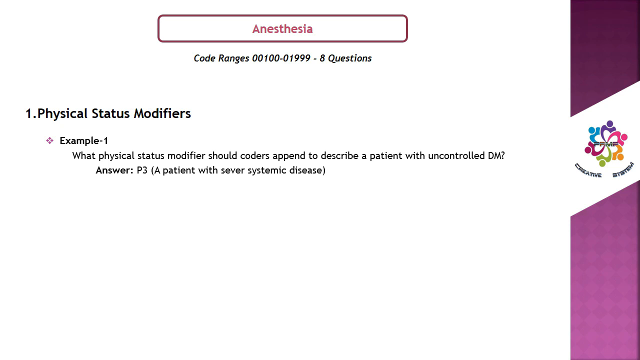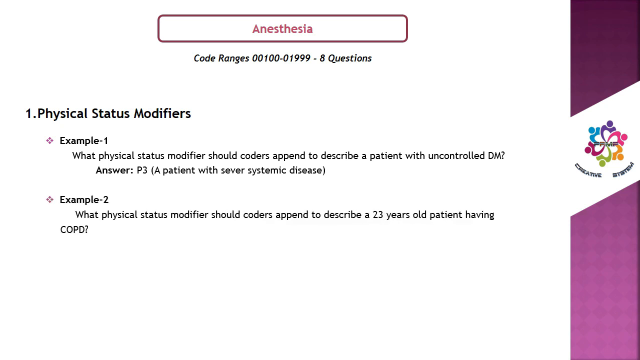Let's see example number 2. What physical status modifier should coders append to describe a 23 year old patient having COPD? Guess it, what will be the answer? Yes, correct. The answer is P2. Because the patient has a mild systemic disease, COPD.